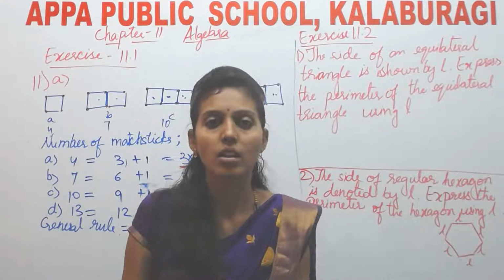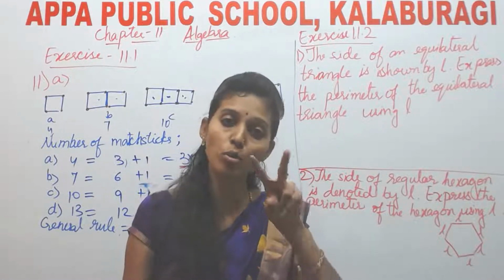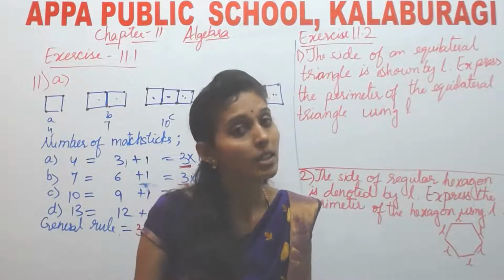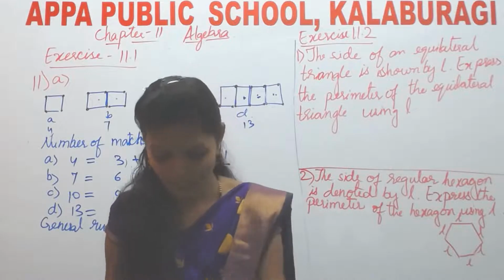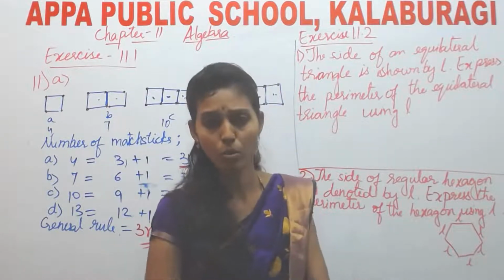Here, triangle. Rest all is same. Here also one matchstick is common for 2 triangles. Okay, so try it. Get the answer. Fine. Now let's move to the next exercise. Very easy next exercise and very small also.